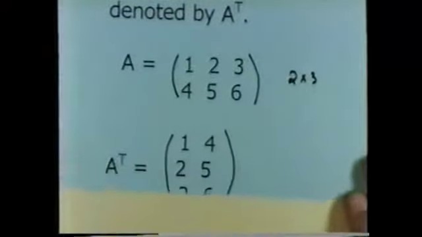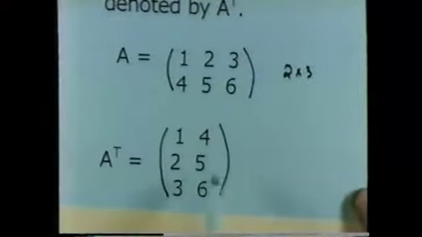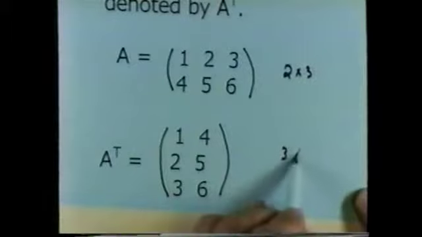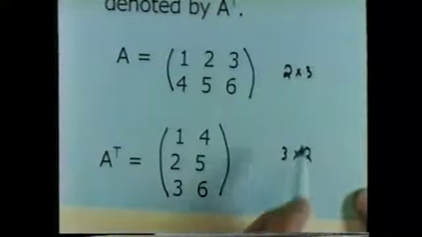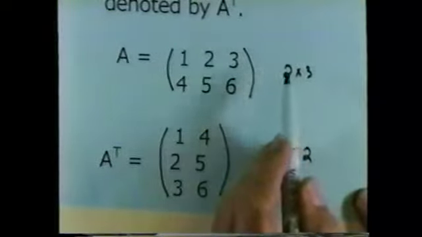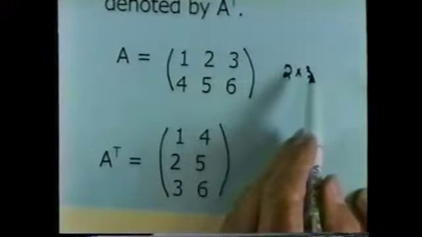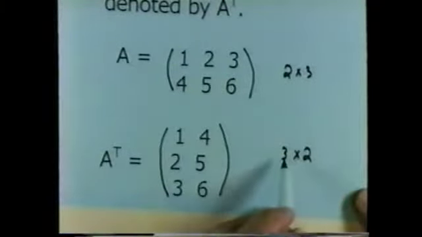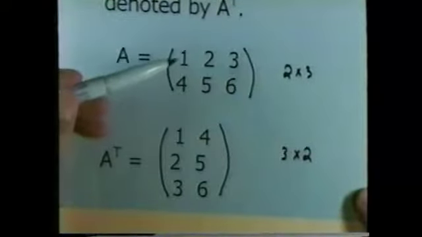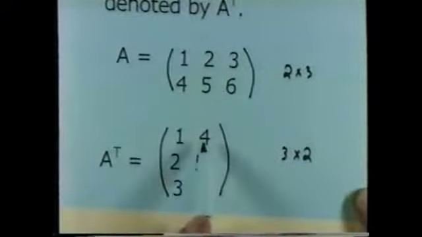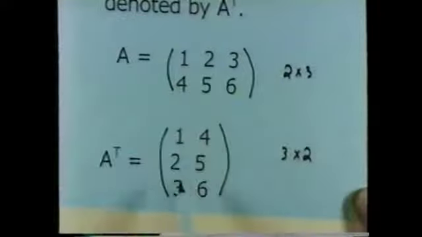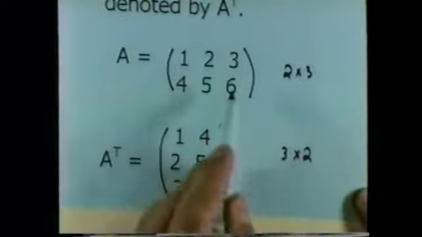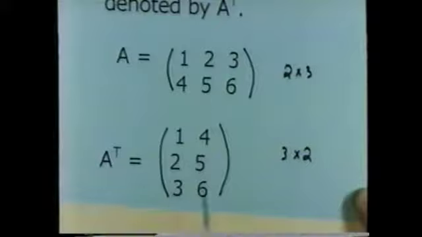So here is A transpose. And notice A transpose becomes 3 by 2. Again, if you have 2 rows and 3 columns, and you change it, then you're going to have 3 rows and 2 columns. So notice column 1 becomes row 1, column 2 becomes row 2, column 3 becomes row 3, or row 1 becomes column 1, row 2 becomes column 2.